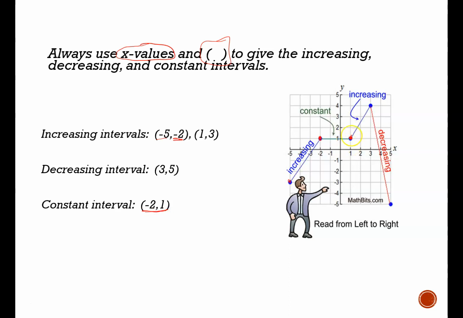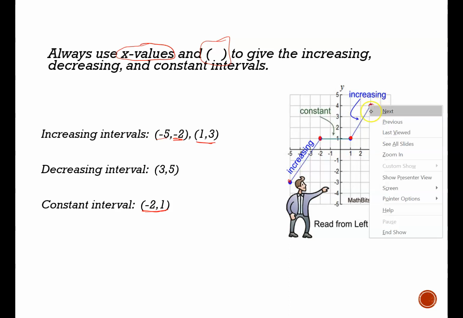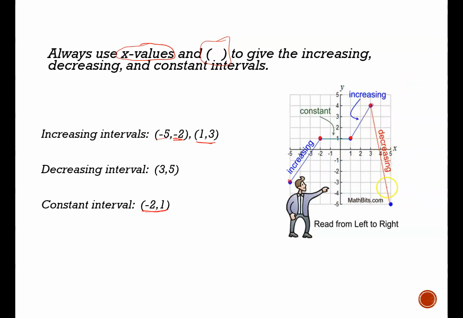And then the next one we'll pick up with 1. So we go from 1, we travel to the right, we're going up, we're increasing until we get to this point. And now we're looking at the x's from 1 to 3. It is increasing. And so we would write this interval down. And then the last interval from 3, and then we're going down all the way to this rightmost point on the graph. It's at 5 on the x. So from 3 to 5, it is decreasing.